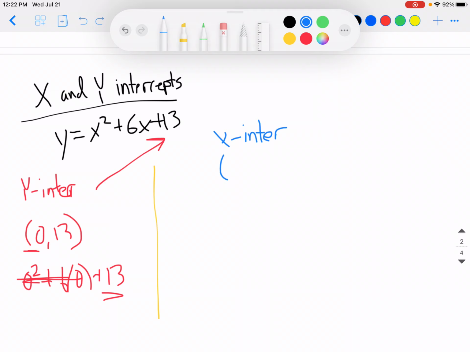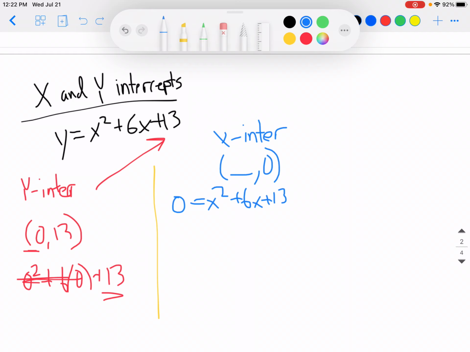As for the x-intercept, we have to do some solving here, because when we do x-intercepts, we want some x value, comma, 0. And so what we're going to do is put 0 in the equation here and get x squared plus 6x plus 13. Now, ideally, we hope that this thing can factor. But unfortunately, 13 is prime, so the only factors we have are 13 and 1, and we cannot combine those to make 6. So factoring is off the table.